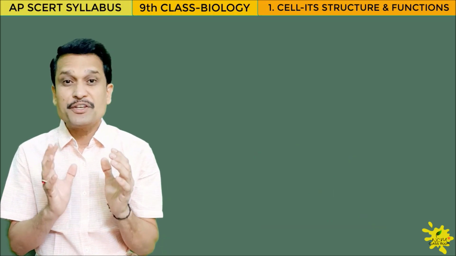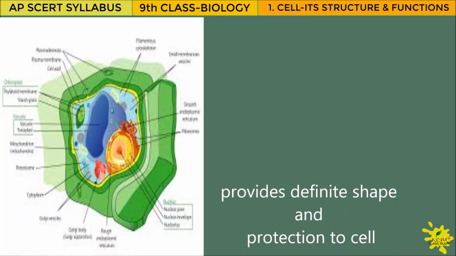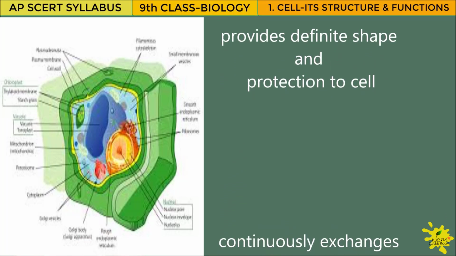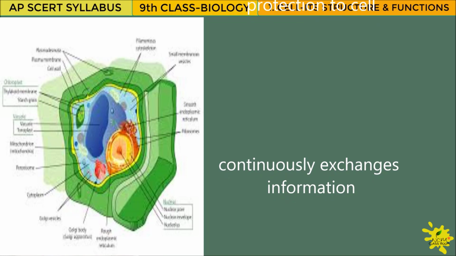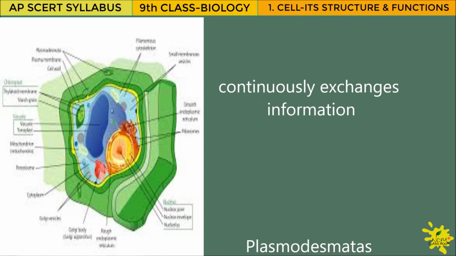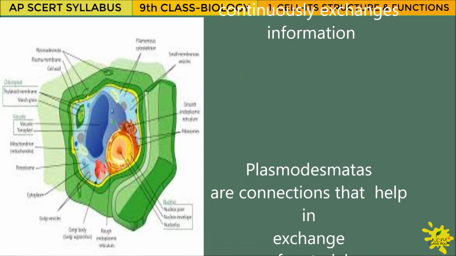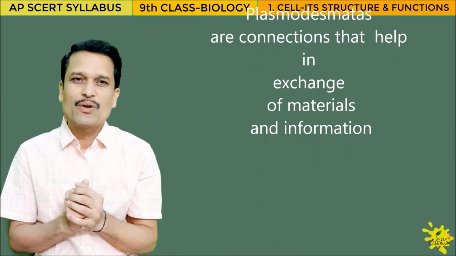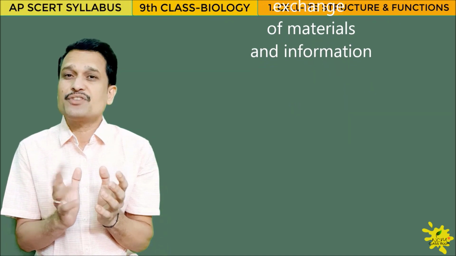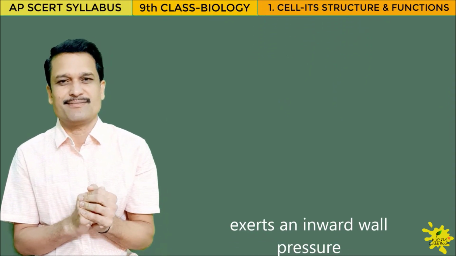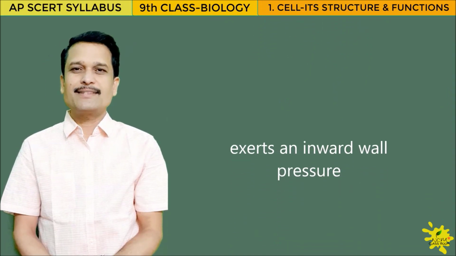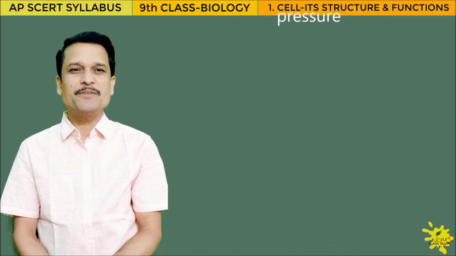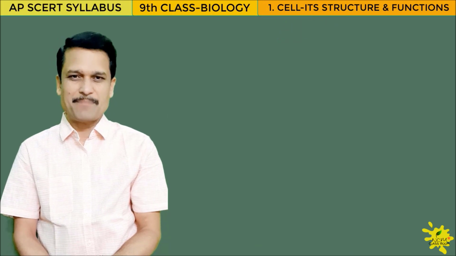It provides a definite shape and protection to a cell. It continuously exchanges information with other cells during growth and development. Plasmodesmata are the connections present in the plant cells for this conduction and exchange of materials and information. Cell wall exerts an inward wall pressure to resist the outward pressure exerted by the cell sap.